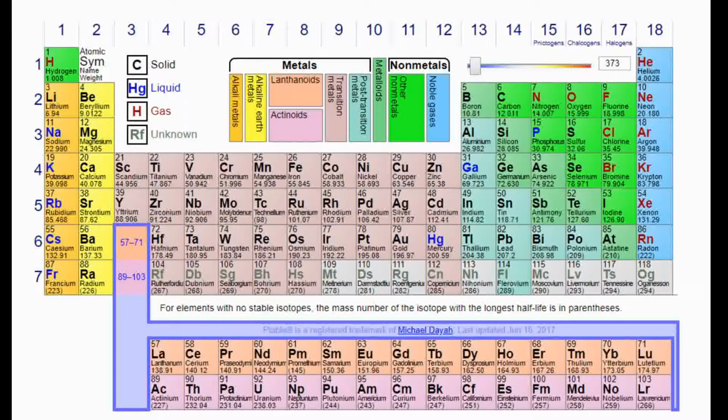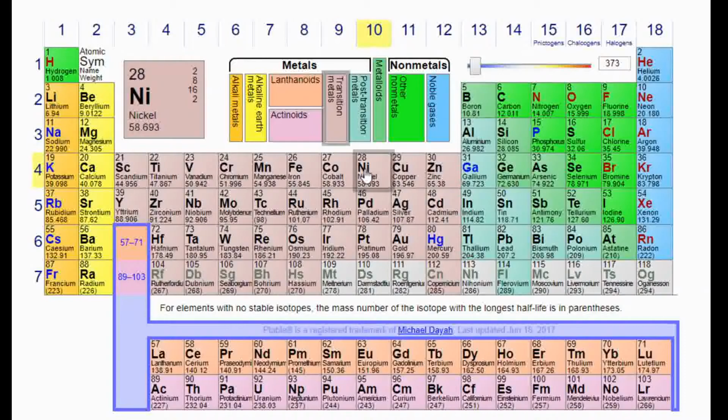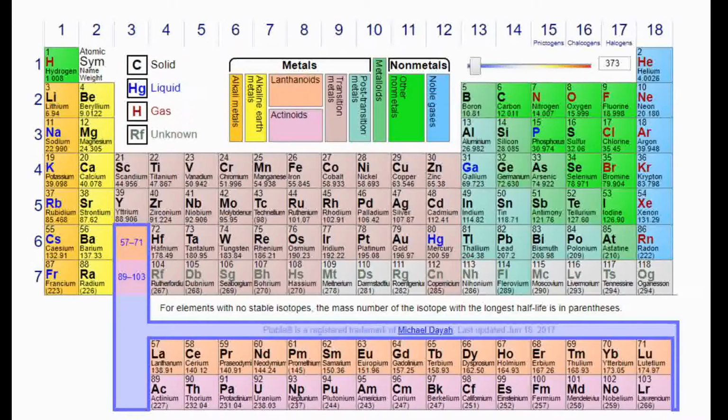And the last one we had was an electron capture with nickel 56. So if we had nickel 56 and it captures an electron, because an electron's negative, it would be moving to the left of the periodic table. It would become cobalt 56.